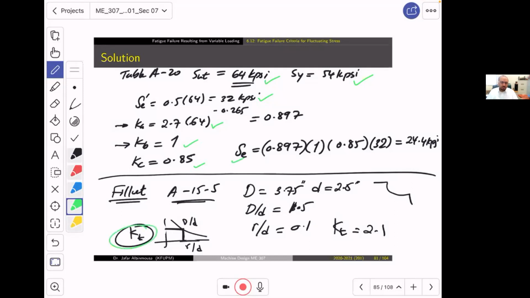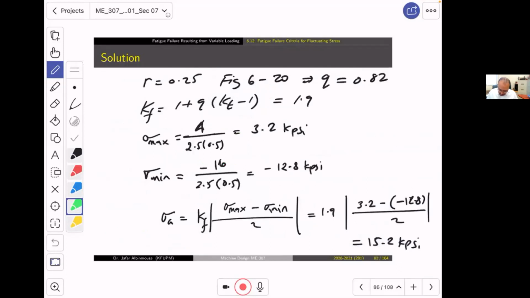After that, Shabab, we used the geometry, the W1, W2, the radius, and so on to find KT. It's very simple. When you find KT, you go to the figure 620, and you can find Q, and from the Q you can calculate KF. Then we calculated the maximum stress, the minimum stress, and the amplitude. When we calculated the amplitude, we multiplied it by the stress concentration factor, because this is what the fatigue stress concentration factor does. It will amplify the amplitude as well as the mean.